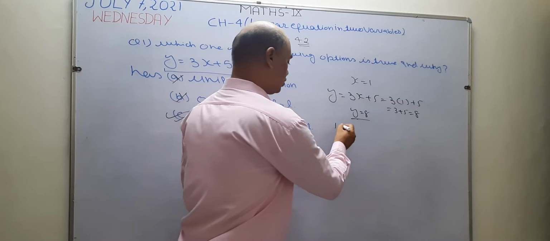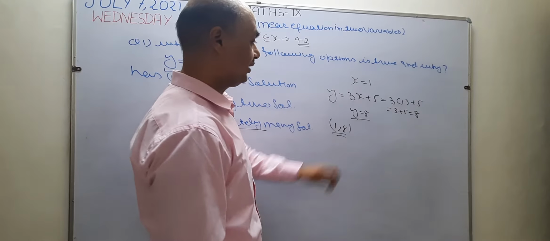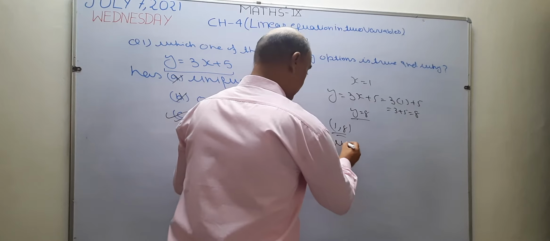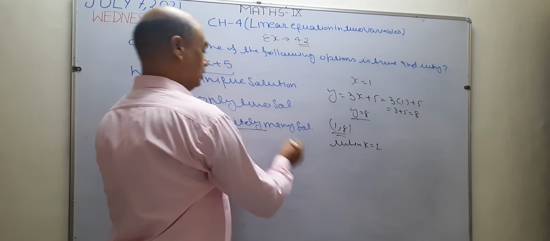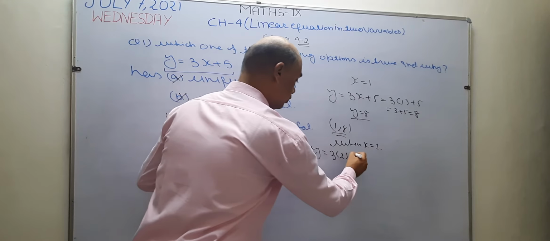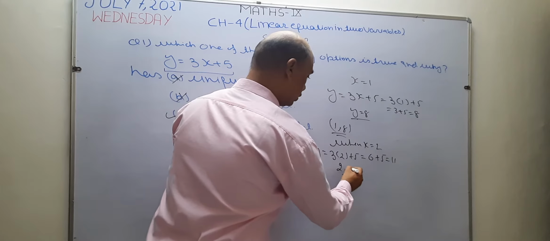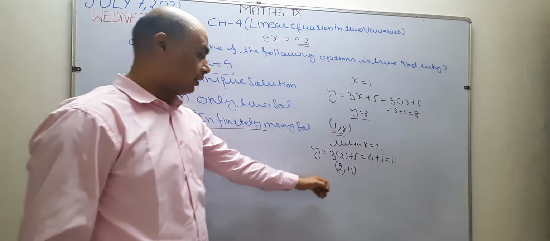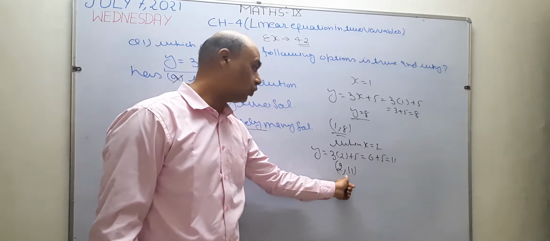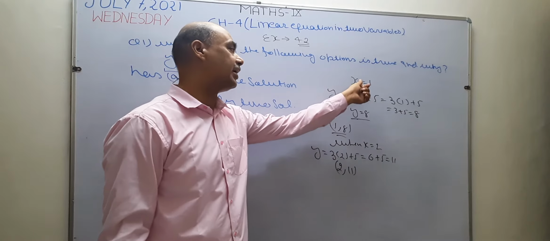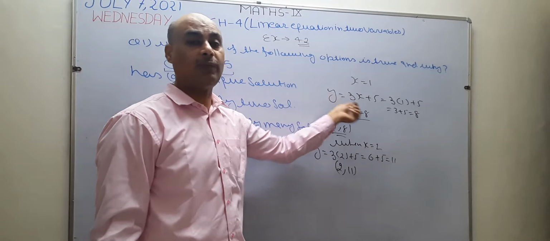So this is the first solution. When I take x value 1, the value of y becomes 8. Now you can take x equal to 2. When I take x equal to 2, y equal to 3 into 2 plus 5. 3 twos are 6, 6 plus 5 is 11. It means when we take x value 2, the value of y becomes 11. For every value of x, there is another value of y. So you can take so many values here. You can take x equal to 1, 2, 3, 4, 5, 6, minus or plus numbers you can take.